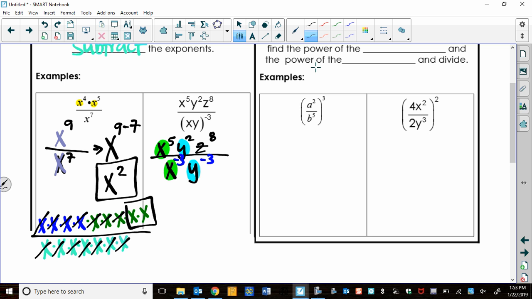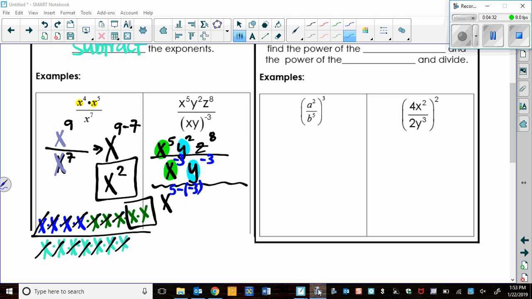So here we go. I had x to the 5th and x to the -3rd. What I'm going to do here is just show my work for each of them. So I'll have x to the 5th power minus -3. So that same rule applies here. And then for the next one, I'll have y as my base.